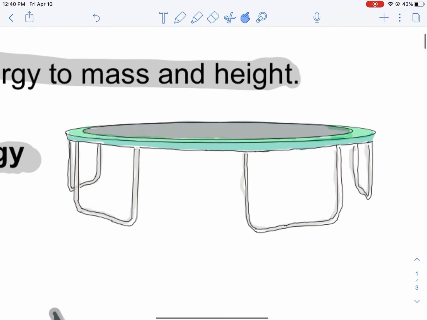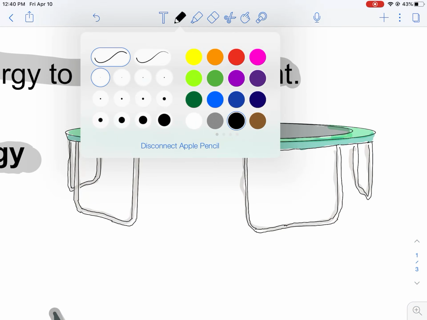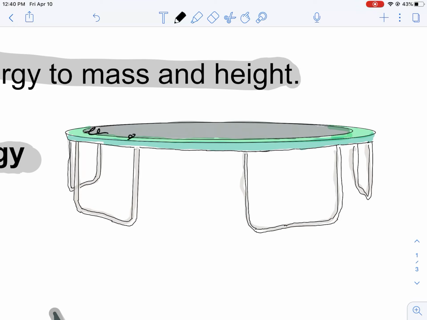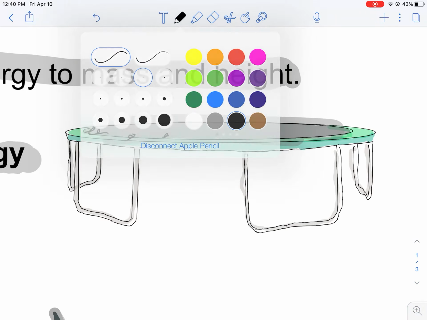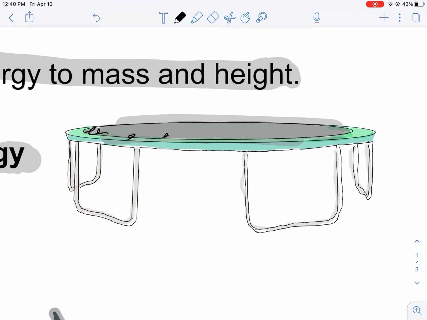So if you take a trampoline, you guys know that trampolines have all these springs around the outside, and their surface is like this stretchy elastic surface. Right now, this trampoline has no potential energy, so it would have 0 joules, and that's because it's in a relaxed position. So it has no potential energy.